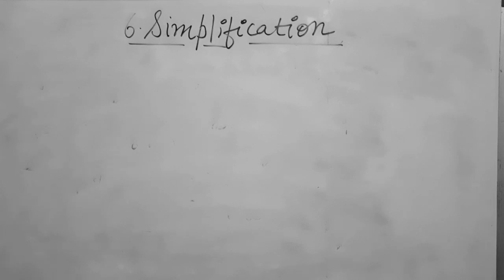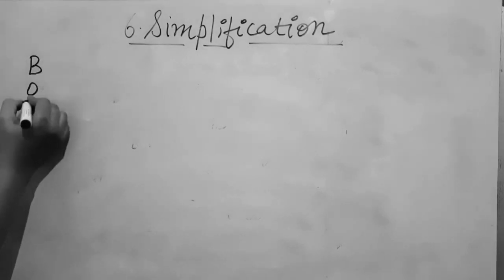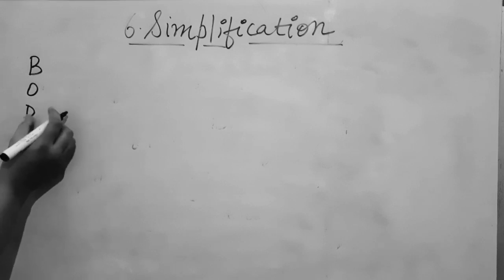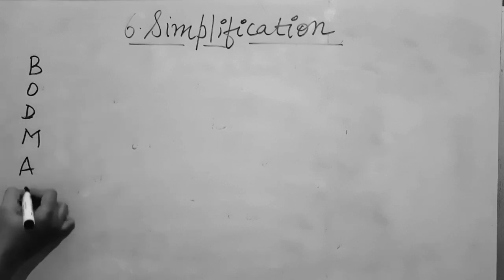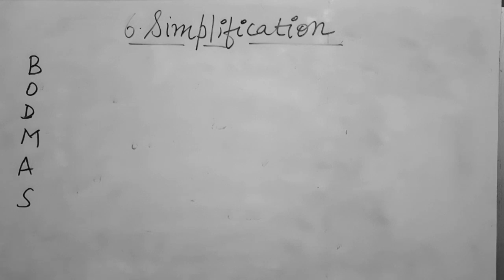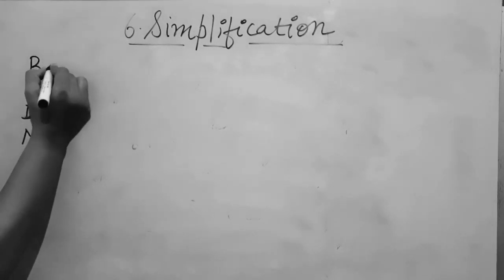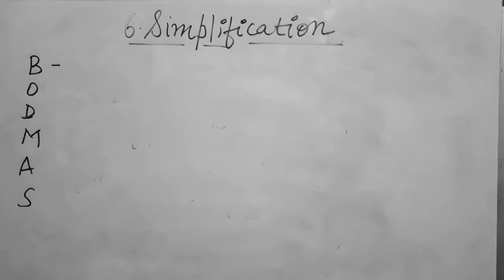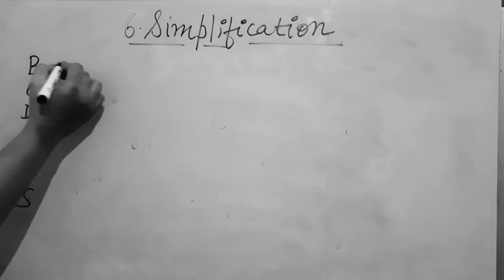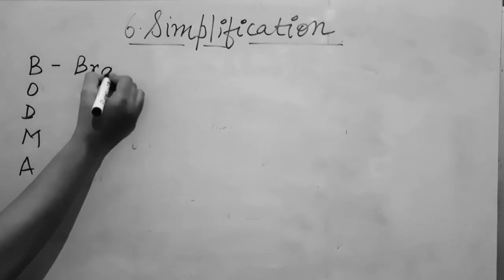Okay students, that rule is the BODMAS rule. BODMAS rule. You must have studied it in your previous classes also. So BODMAS rule, what is the full form of each and every term? So first B, what is the full form of B? If you know the answer, please comment down in the comment section students.